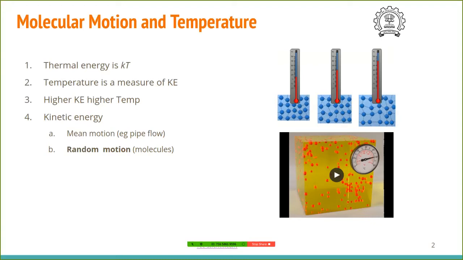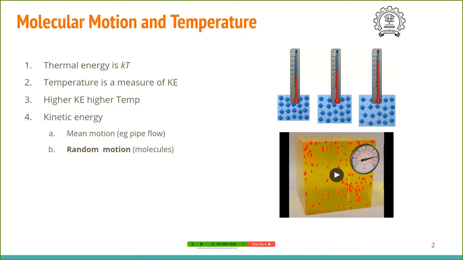So when we say thermal energy, we mostly refer to the random motion of molecules. It could be random translation, vibration, or rotation of the constituent molecules. Temperature is essentially a measure of the random kinetic energy. If you have a higher kinetic energy, the temperature is higher.